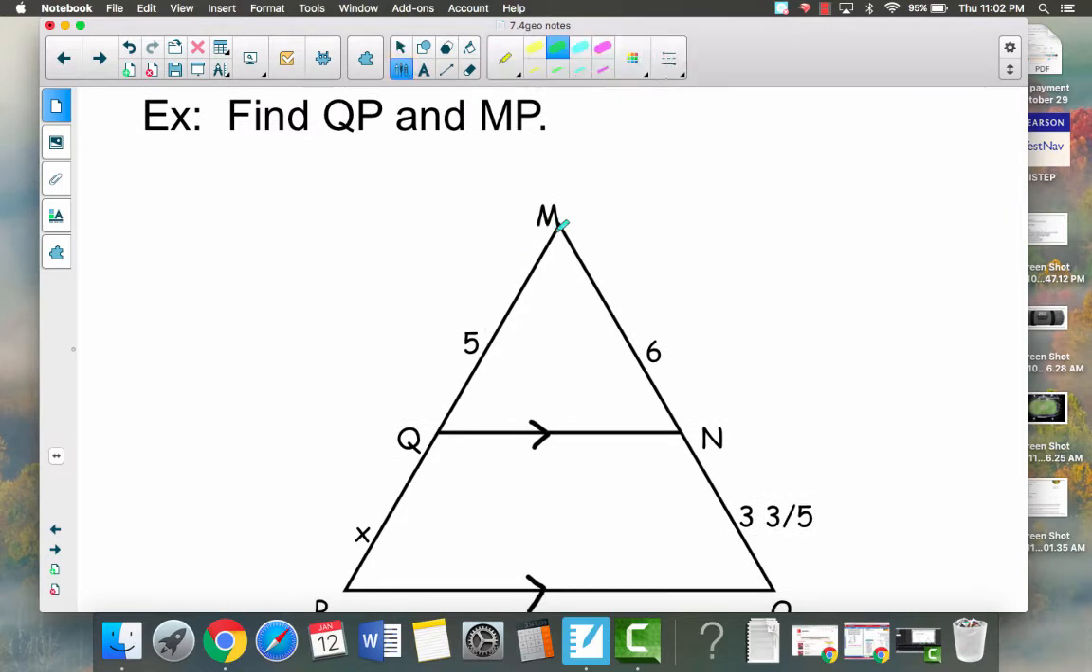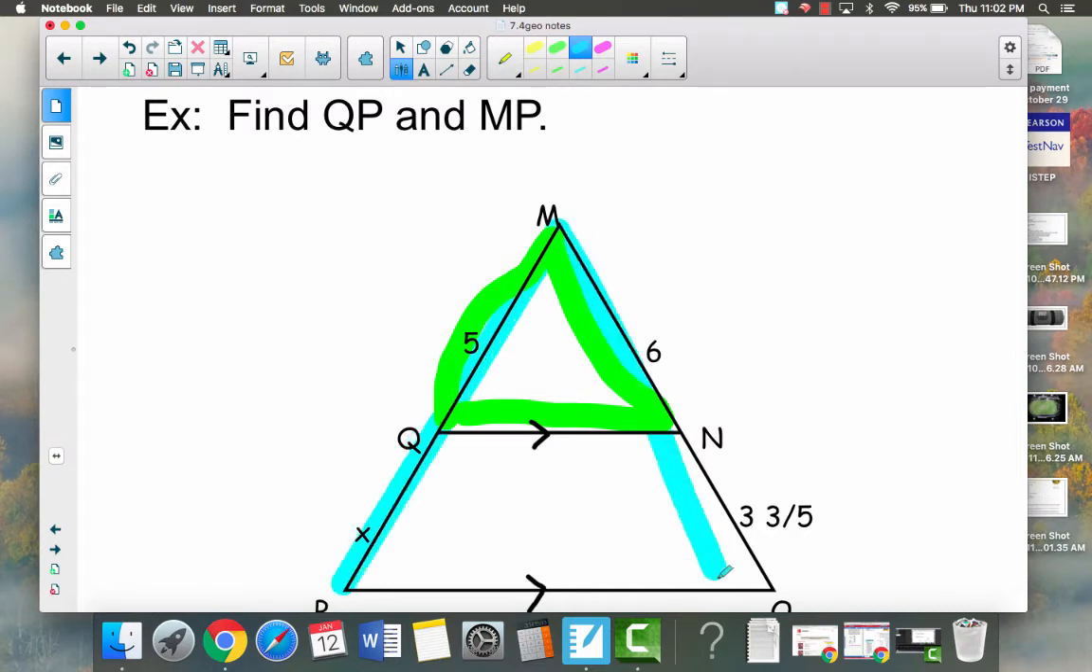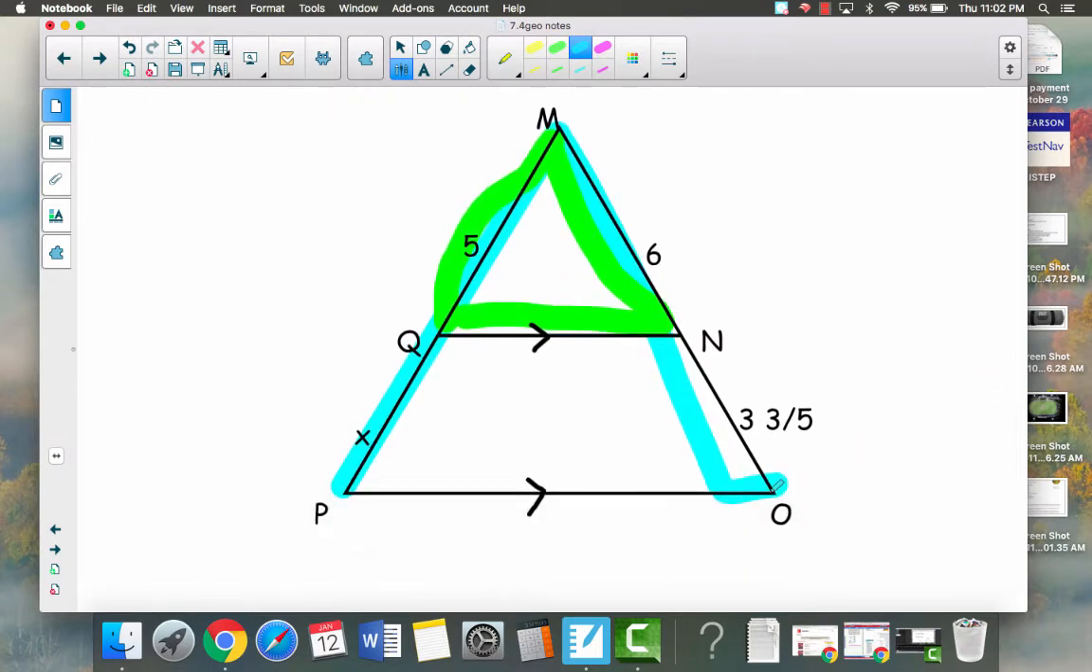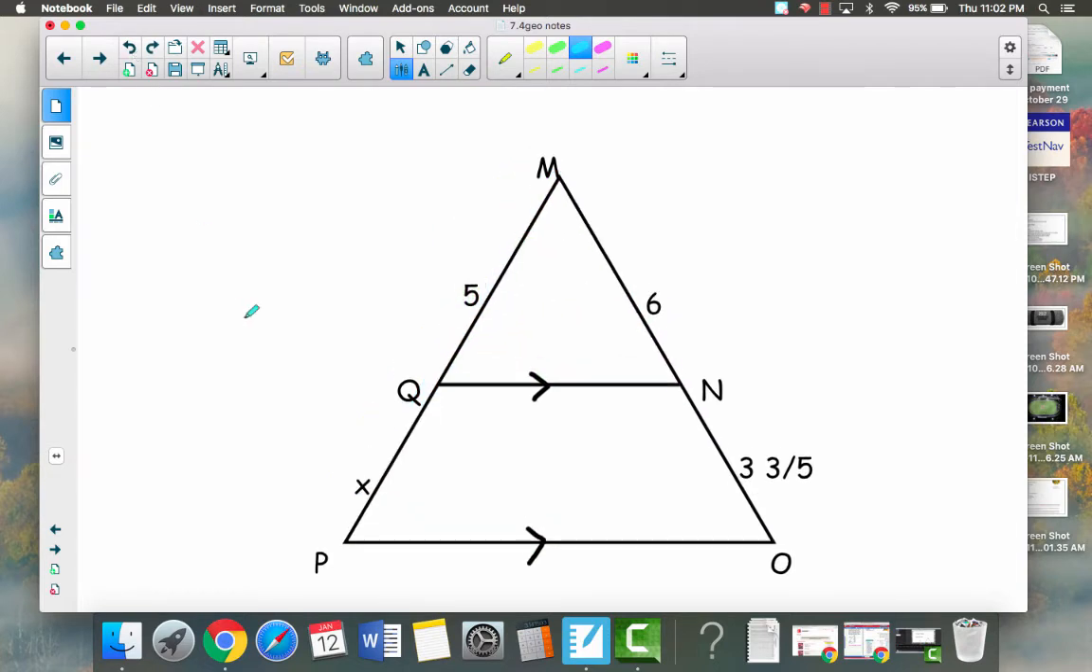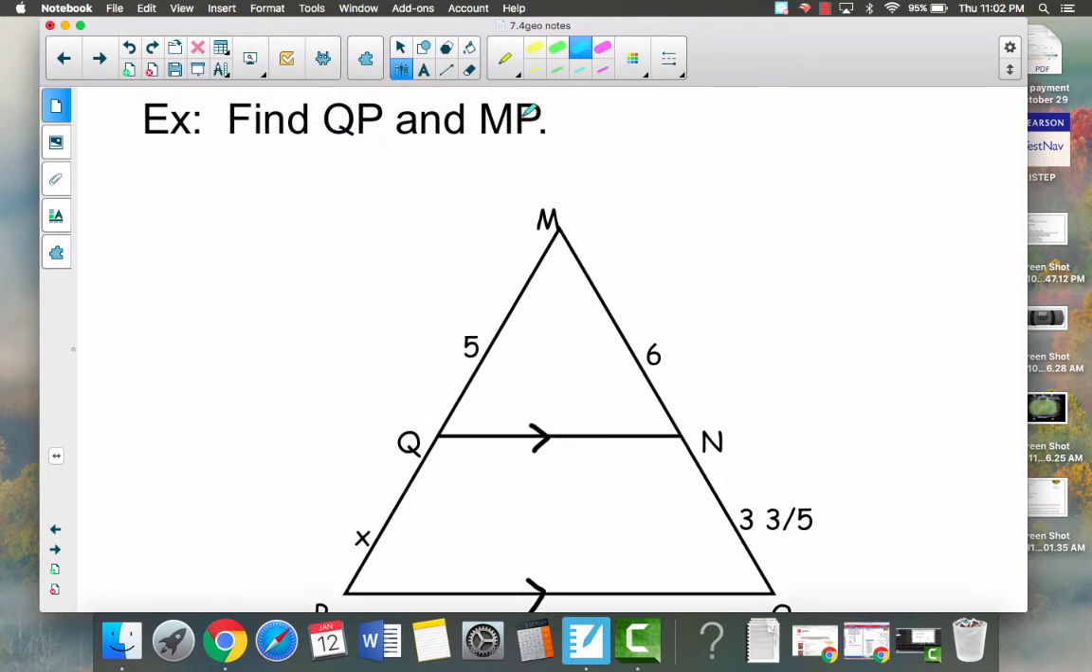Okay, so in this particular problem, we are looking at two different triangles, all right? We're looking at this smaller triangle here, QMN, so I'll highlight this in green, okay? And then we're also looking at the largest triangle, PMO, okay? So two triangles, the top one and then the whole large one. And what we're going to be doing is setting up a proportion in order to identify what QP and MP are. All right, so we're asking for a whole big side length.